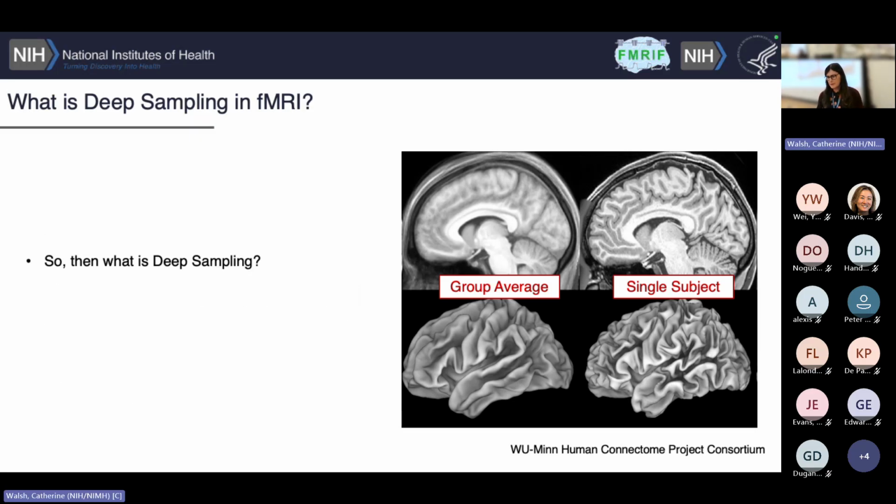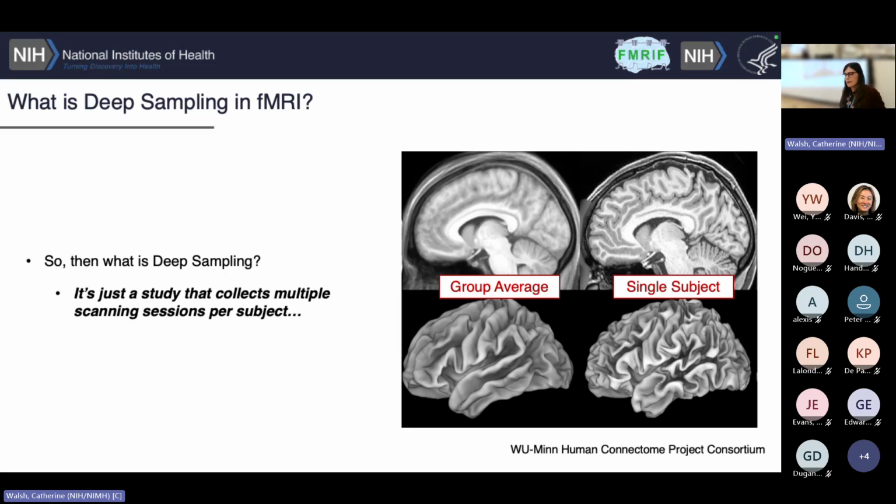So then what is deep sampling? We can finally get to that point. It's basically just any study that collects multiple scanning sessions per subject. That's the most basic way that we can think about that. And I think we can go deeper and make subsets of what deep sampling might look like for different types of studies. But at its simplest point, that's all it is.